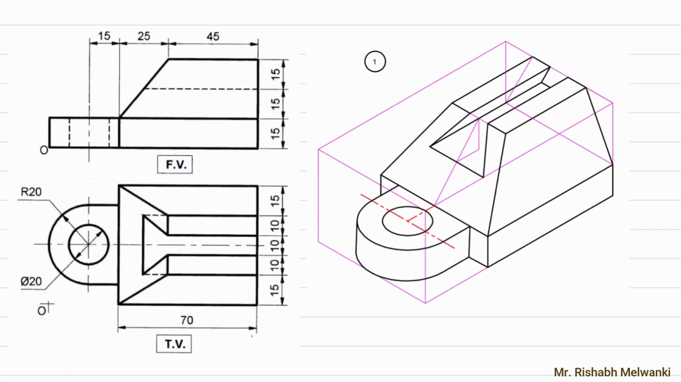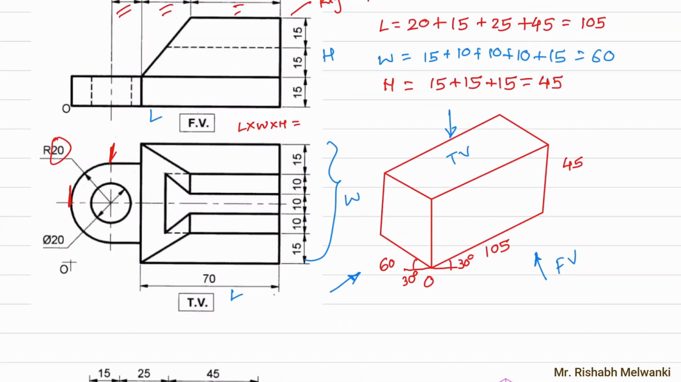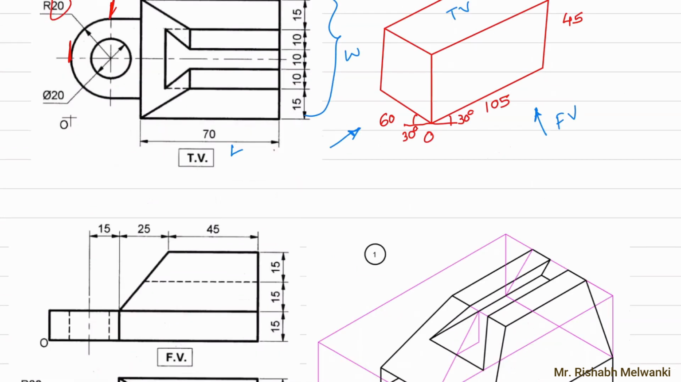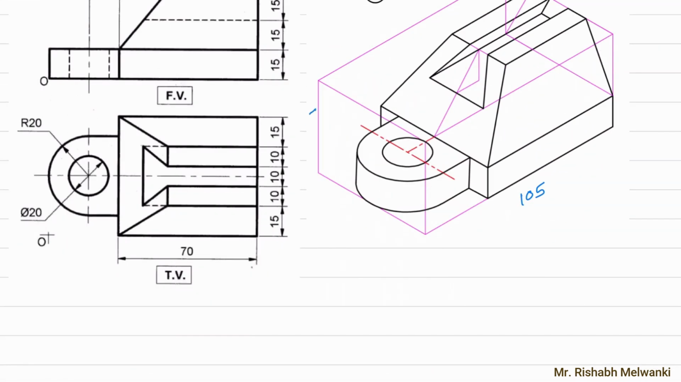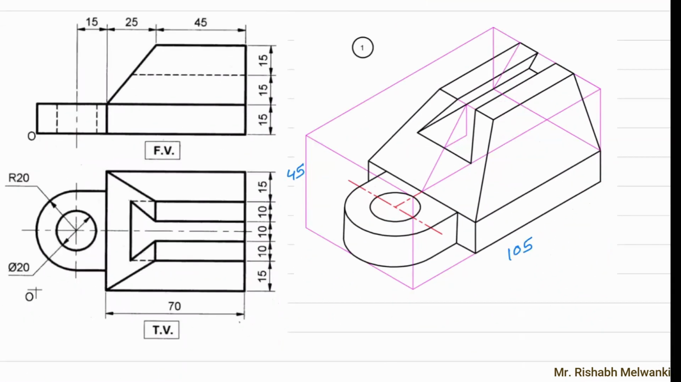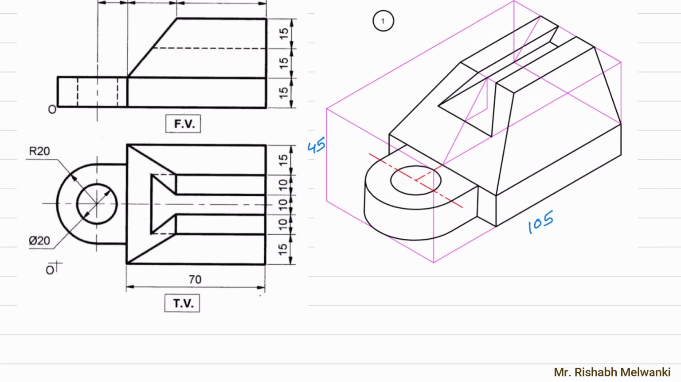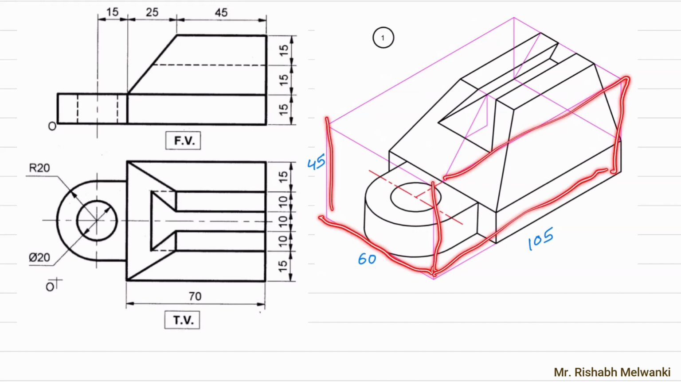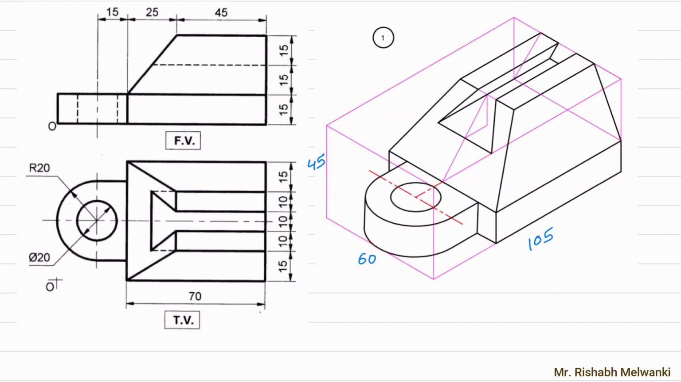Now how you are going to draw this, understand. First you will draw the box. What will be the length? This length we have calculated. What is the length? 105. So this length will be 105. Then what is the height? 45. So height is 45, and the width is 60. So you will draw a box first which will be light like this. You will draw the box, and this box will be light.